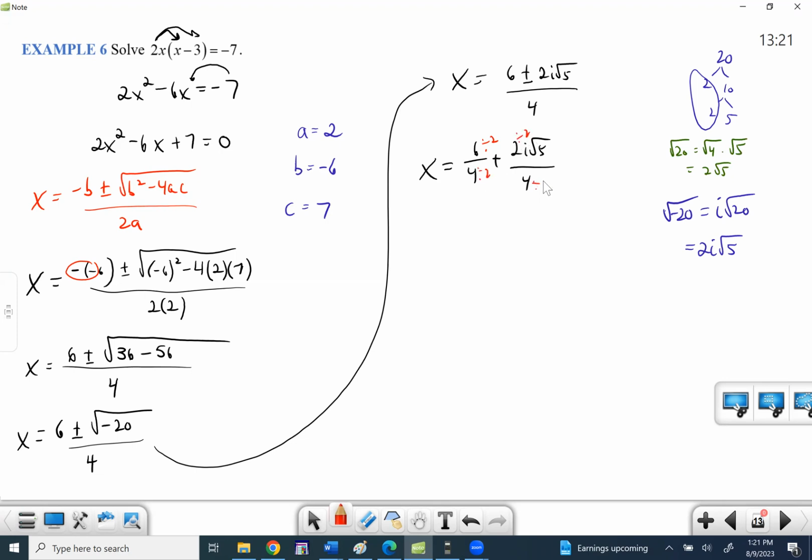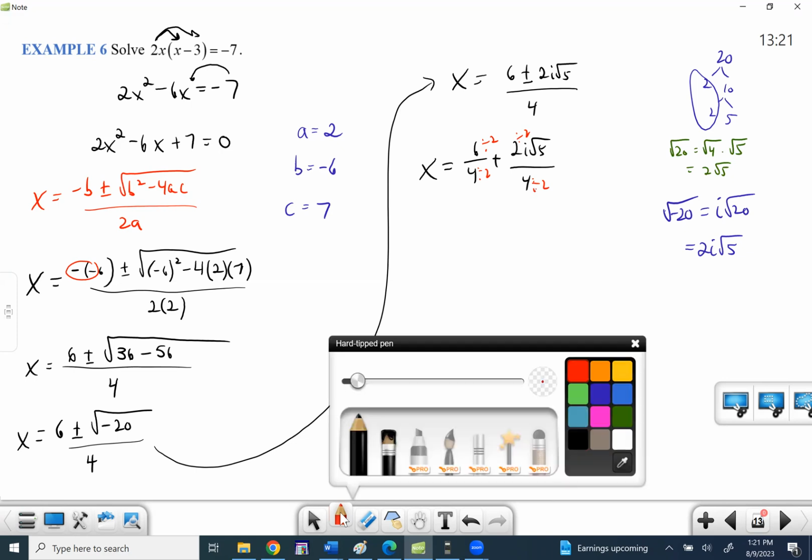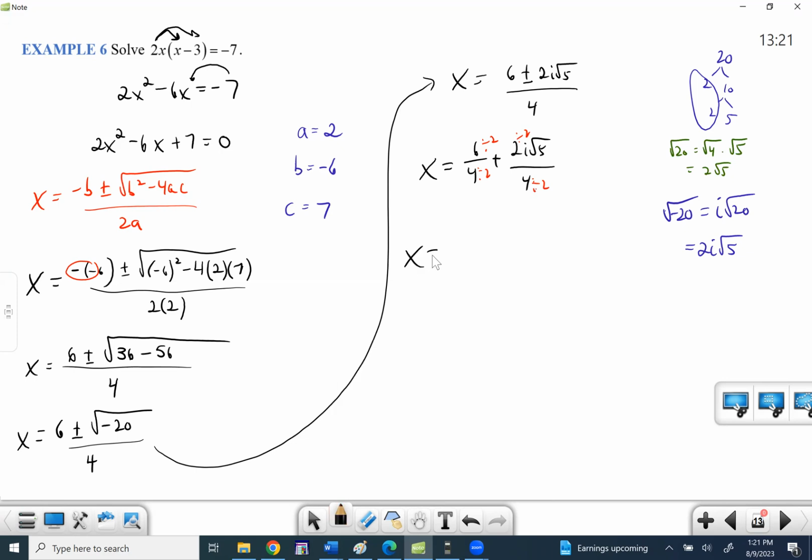For almost everybody, huh? Okay, so if we do that, 6 divided by 2 is 3. 4 divided by 2 is 2. 2 divided by 2 is 1i. 4 divided by 2 is 2.